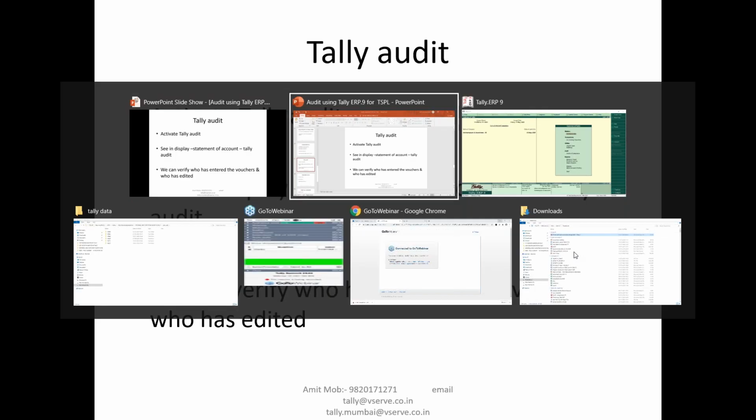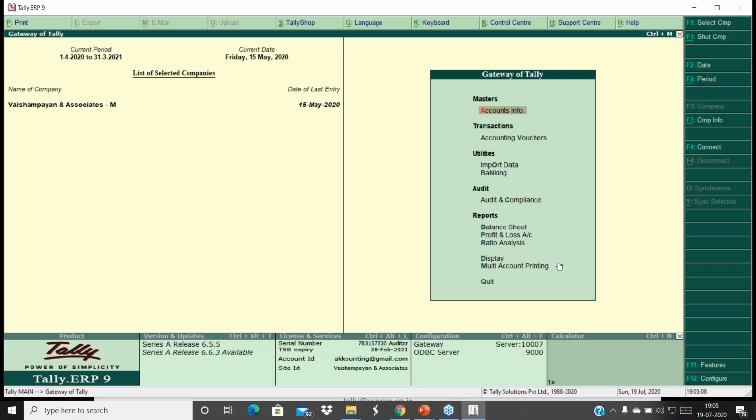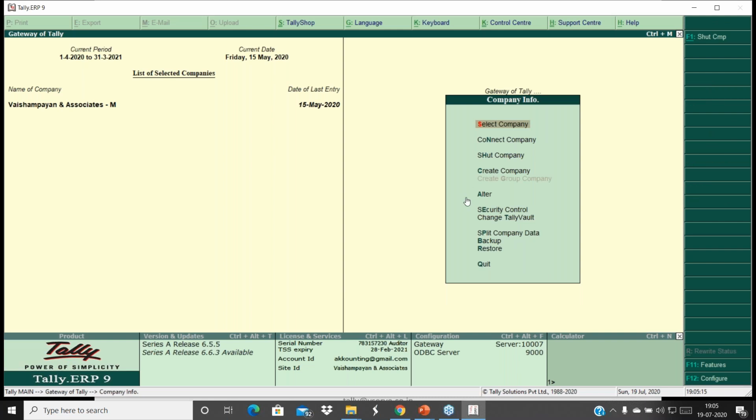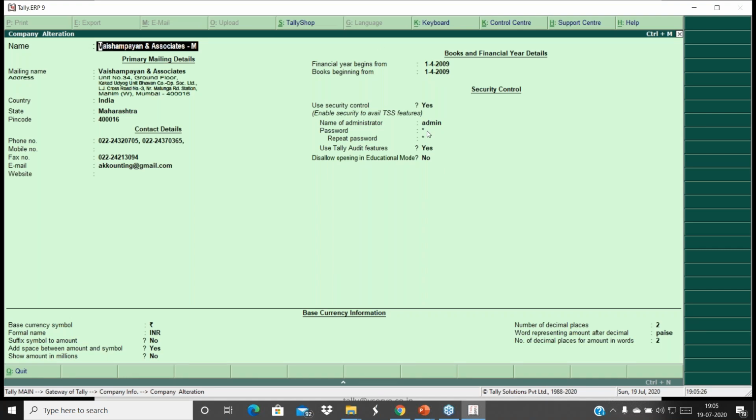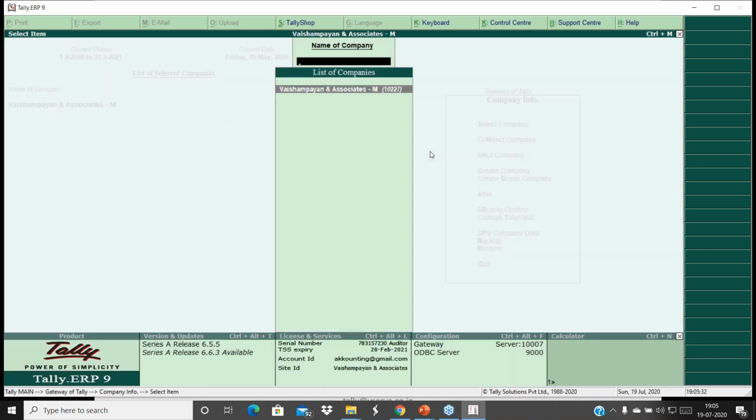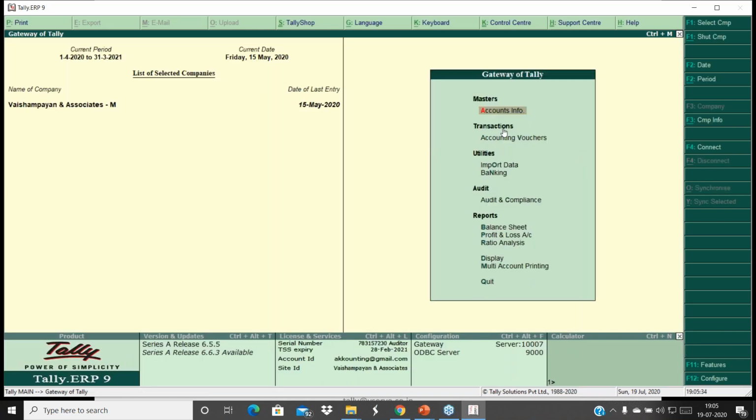Tally as a product also gives you one feature called Tally Audit, which requires to be activated first. So you have to go to group info, company info, and inside that company info, when you're creating company info, there's this feature here called Tally Audit feature. The moment you have said yes to this, you have one report getting activated by default.